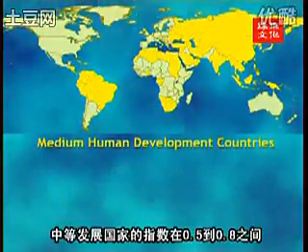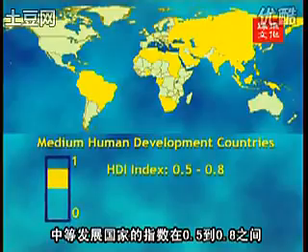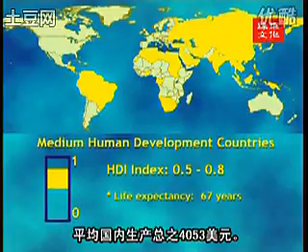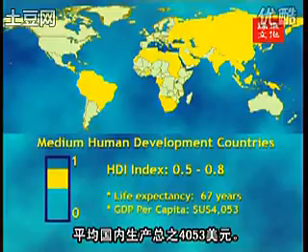Medium human development countries have a human development index between 0.5 and 0.8. Their average life expectancy is 67 years, and their average GDP per capita is about $4,000 US.